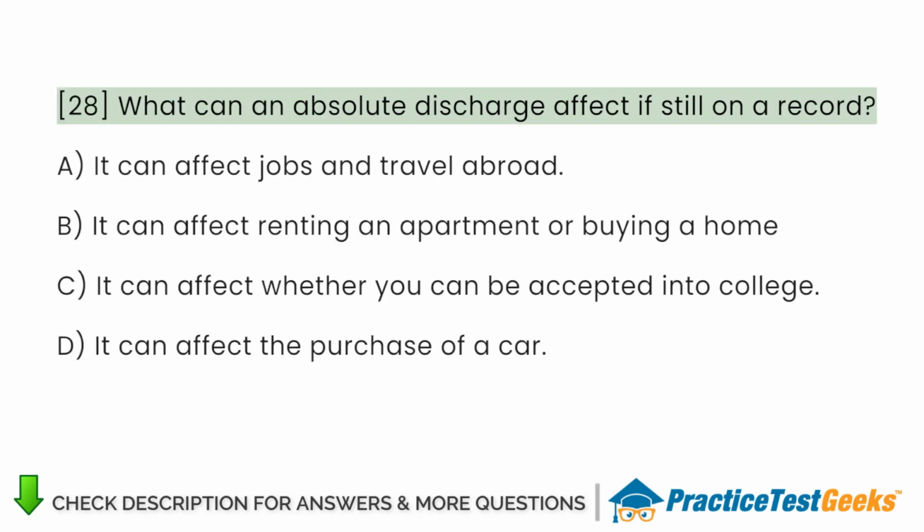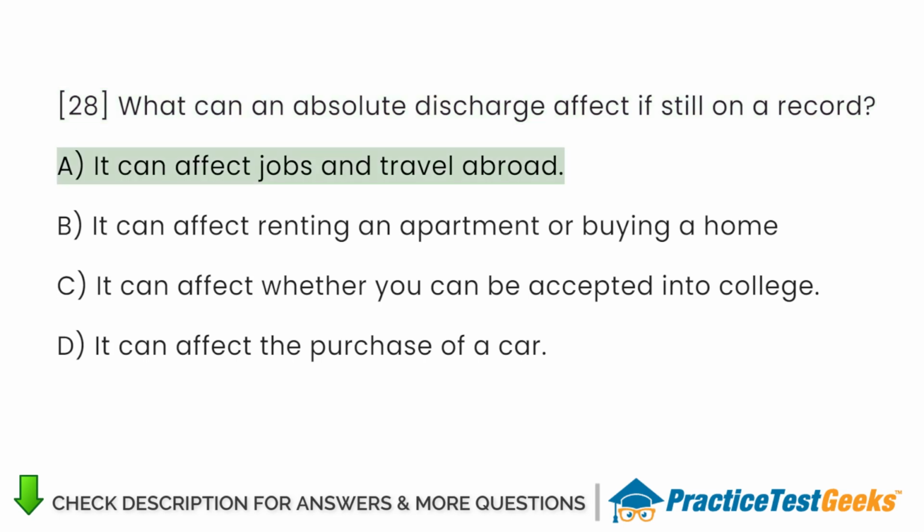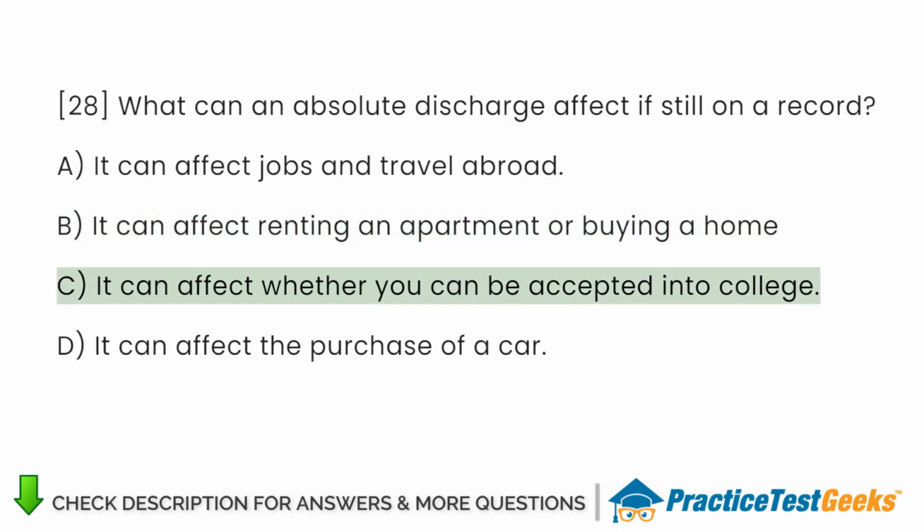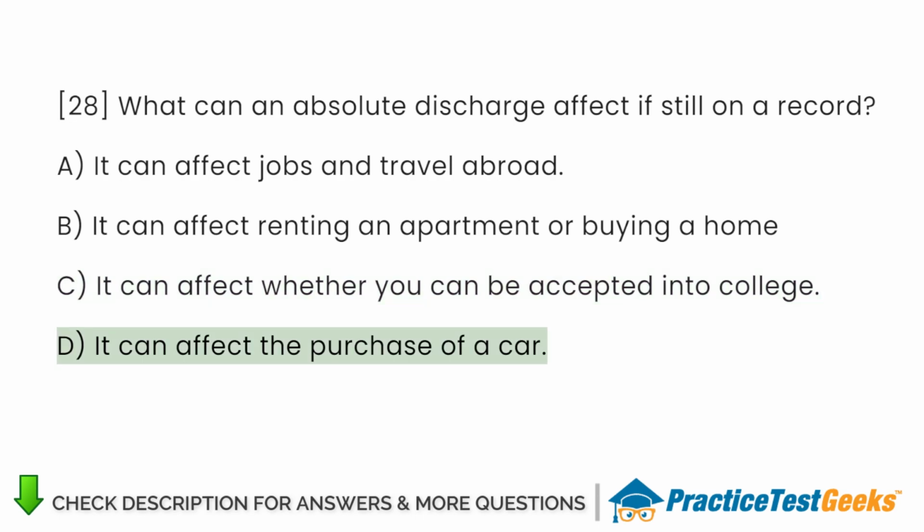What can an absolute discharge affect if still on a record? A. It can affect jobs and travel abroad. B. It can affect renting an apartment or buying a home. C. It can affect whether you can be accepted into college. D. It can affect the purchase of a car.